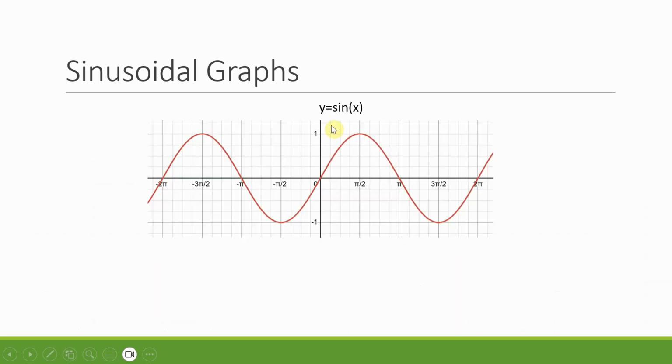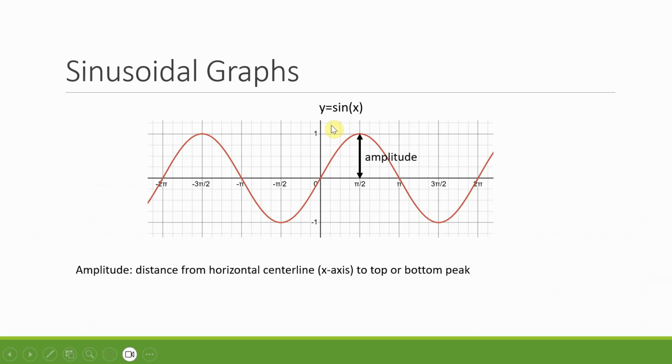So now, what do I have to know if I have a graph? First of all is amplitude. This is by far the most common thing they're going to test. They're going to give you the graph or the equation and ask, hey, what is the amplitude? And all that's going to be is the distance from the horizontal center line, so that's the x-axis, to the top or bottom of the peak. So distance from here to here, or here to here, it's going to be symmetrical, the same either way.